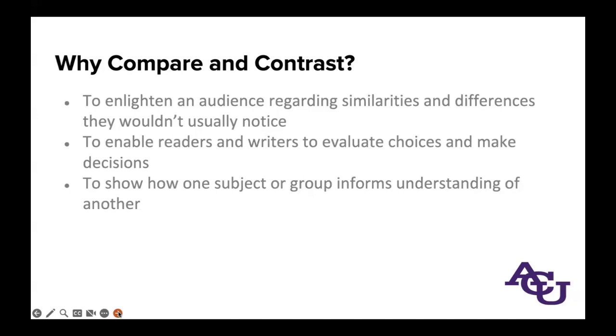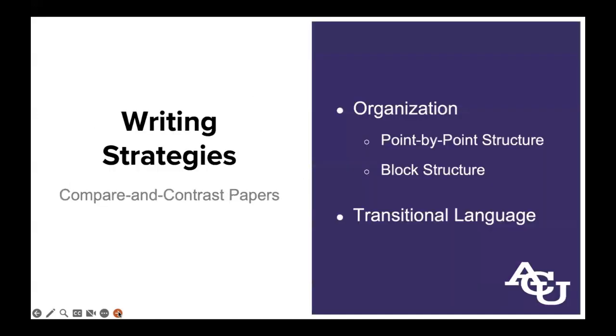So sometimes, again, learning to define and evaluate similarities and differences between groups and subjects, we can see how one subject or one group actually informs our understanding of the other. So, that said, we've laid some groundwork. Now let's look at some strategies for developing effective compare and contrast papers. So, first, we're going to look at two organizational strategies: point by point structure and block structure. And then over time, we'll talk about the use of transitions.